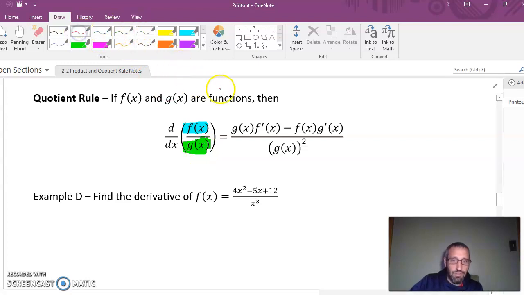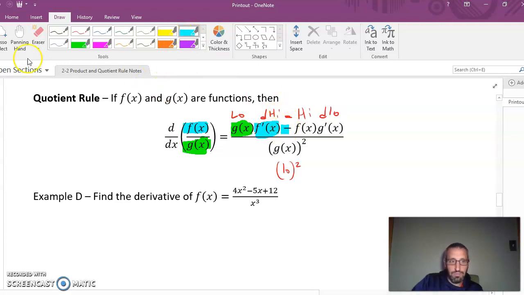This one is, and I'm gonna switch it up a little bit. This one's low d high minus, don't get tripped up by that minus, high d low all over low squared. Yes, I don't spell correctly. I get that. Low d high minus high d low all over low squared. And whenever we have that d, remember that d means derivative, right? So we're going to low, the low function or the denominator function, d high, derivative of high function, minus.